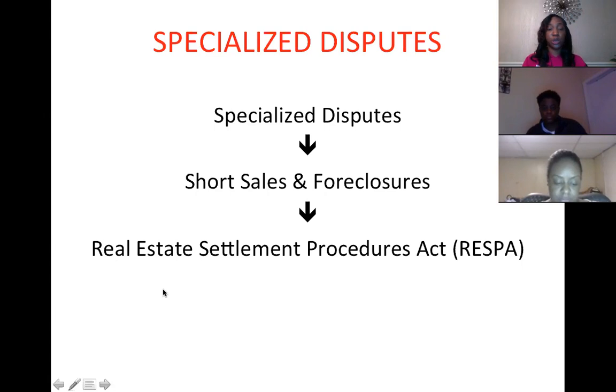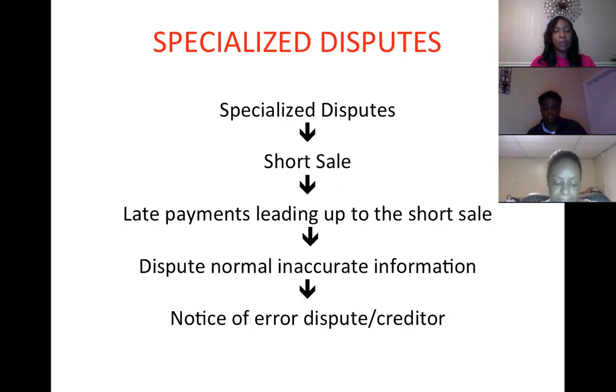Short sales and foreclosures, you're going to get letters for that as well. The act that allows you to even dispute these is the Real Estate Settlement Procedures Act. What you want to do here is find inaccuracies with the amounts and things like that. That's what's really going to help you here. If there are any late payments leading up to the short sale, dispute them as normal inaccurate information, and also the notice of error dispute. If they didn't send you that notice, you want to use that as a dispute letter.